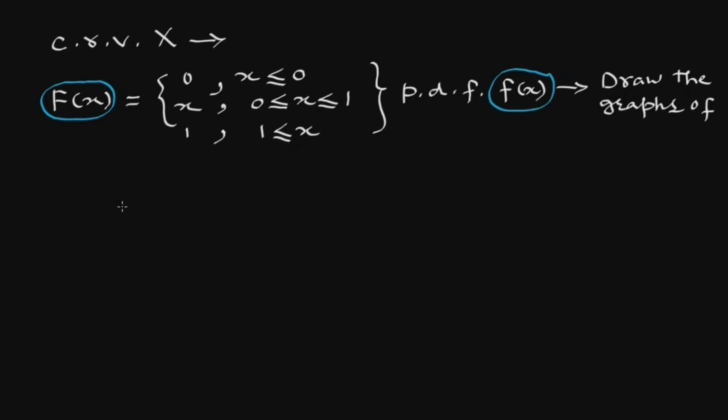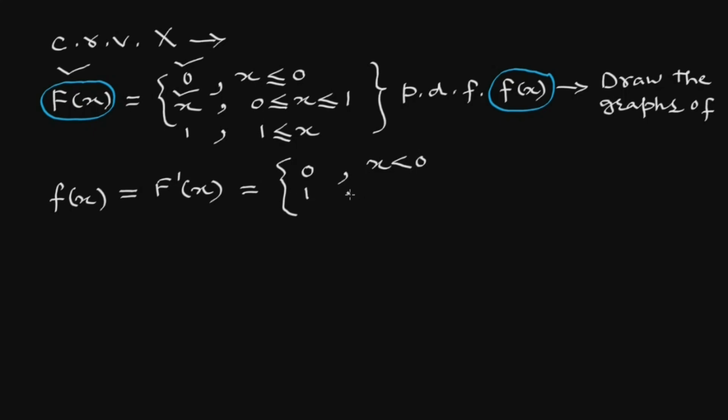We have seen that the probability density function f(x) can be obtained by differentiating capital F(x), that is F'(x), which will be the derivative of 0, 0 being constant, when x is negative, the derivative of x, which is 1, when x lies between 0 and 1, and the derivative of the constant 1, which is 0, when x is greater than 1.